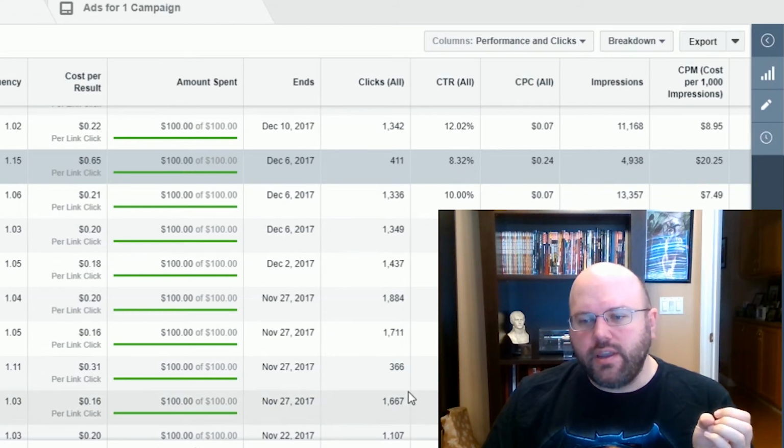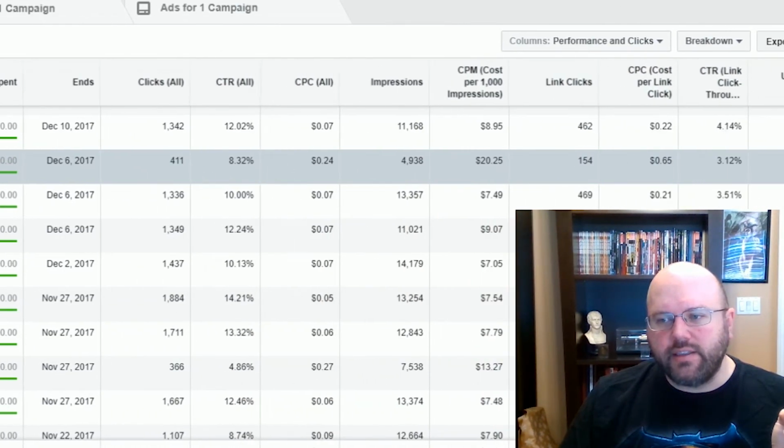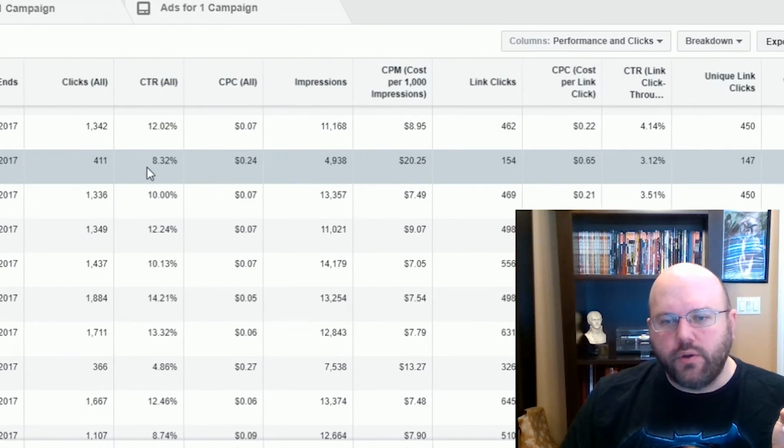So as you can see right here, for the campaign that we've selected, we had a total of 411 clicks with a click-through rate of 8.32%, which is pretty good. It's in that average range. Cost per click of around 24 cents, which again, good. We hit below 25 cents. We got close to 5,000 impressions, which is one of those benchmarks for statistical significance, as well as the number of clicks, which was twice as much as my statistical significance rule of thumb.